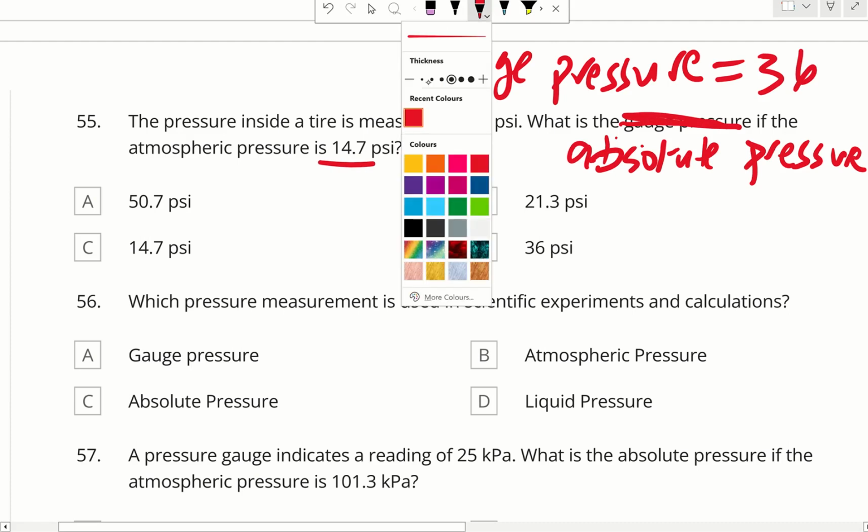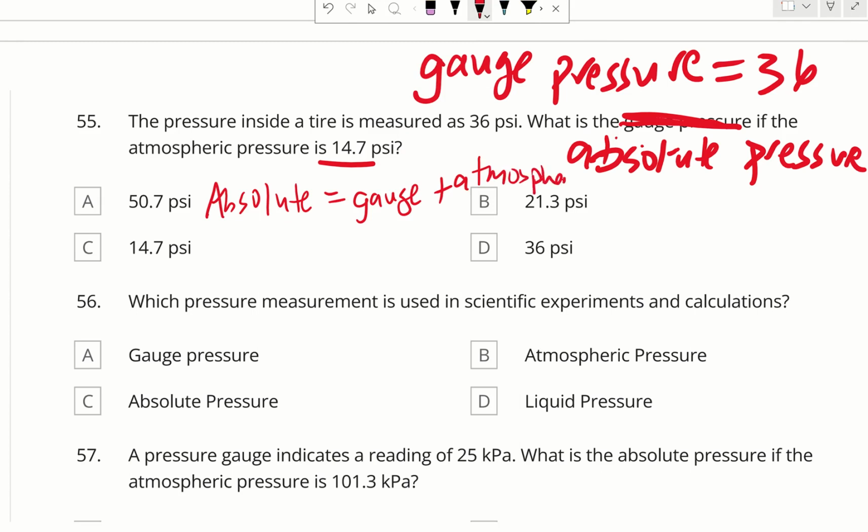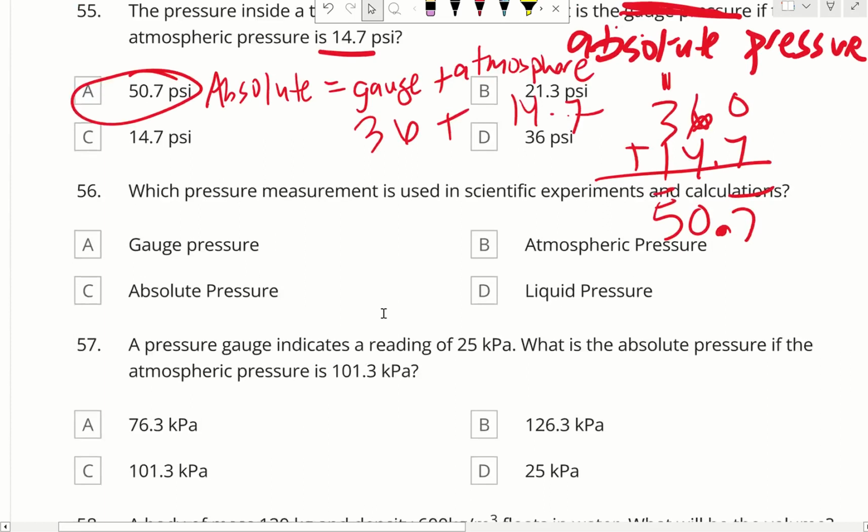So my formula for absolute pressure: absolute pressure equals gauge pressure plus atmospheric pressure. So my gauge pressure is 36. My atmospheric pressure is 14.7. I add them together. 36 plus 14.7 is 50.7. Actually, I'll do it this way so you guys see. 0 plus 7 is 7. 6 plus 4 is 10. Put a 1 over here. 1 plus 3 plus 1 is 5. Bring down the decimal. 50.7 pounds per square inch.